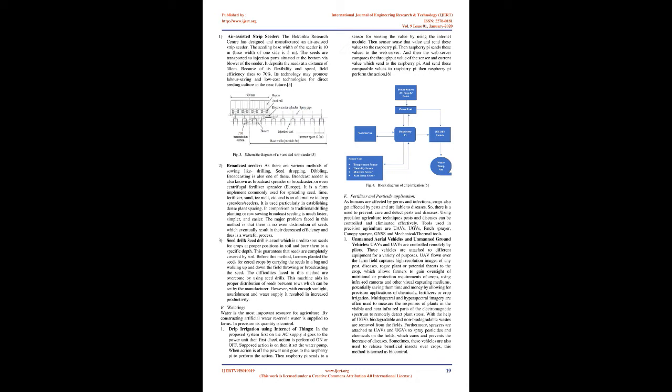E-watering. Water is the most important resource for agriculture. By constructing artificial water reservoirs, water is supplied to farms. In precision irrigation, its quantity is controlled.